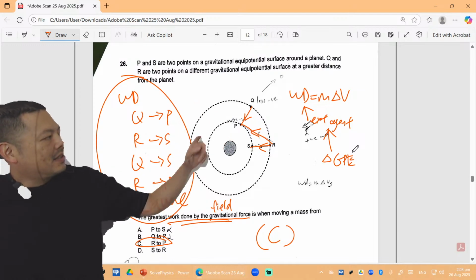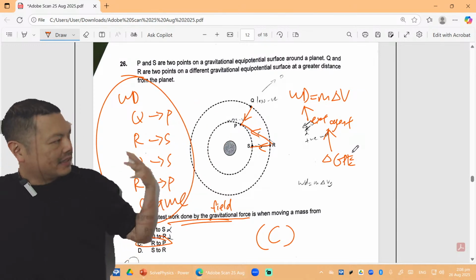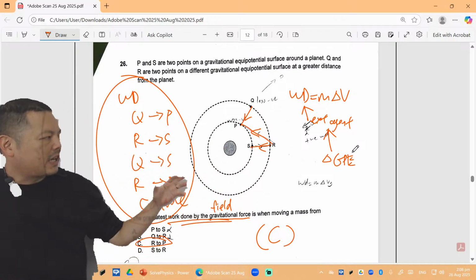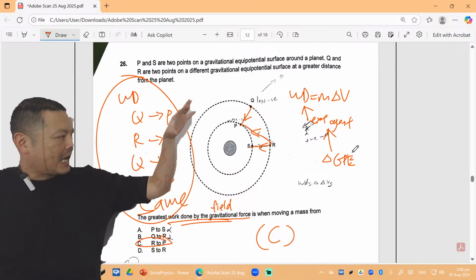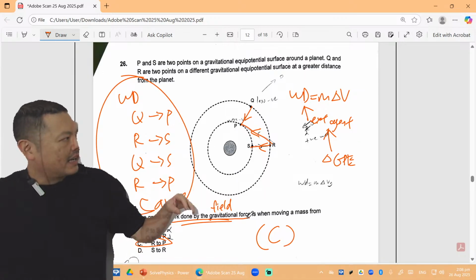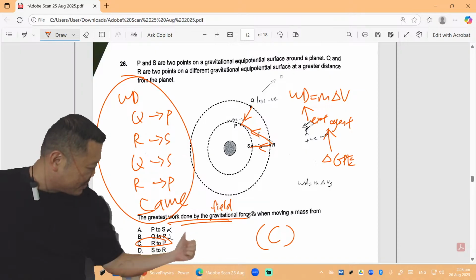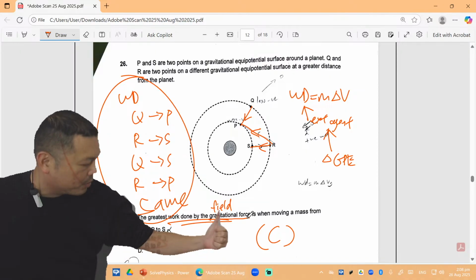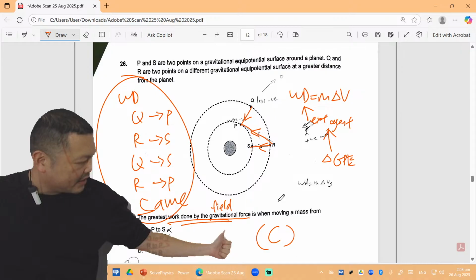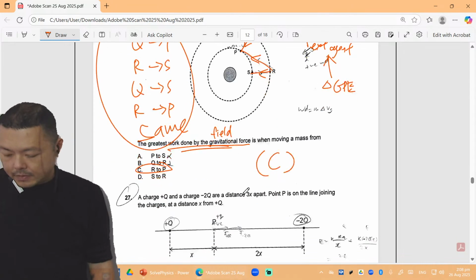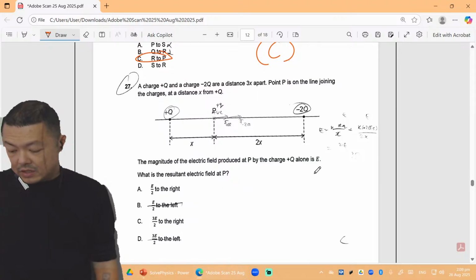If you're not familiar with what I'm talking about, D1 covers work done by an external agent versus work done by the gravitational field. In D1, I explained that there are three things you have to watch out for. Whenever the question asks for work done by the G field, you have to flip it around. So that's 26.